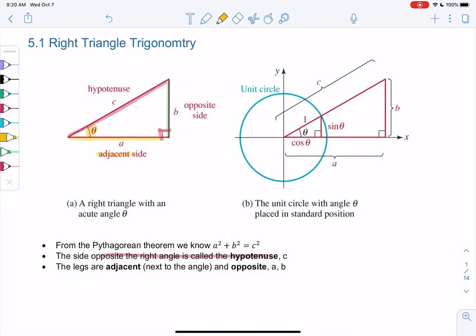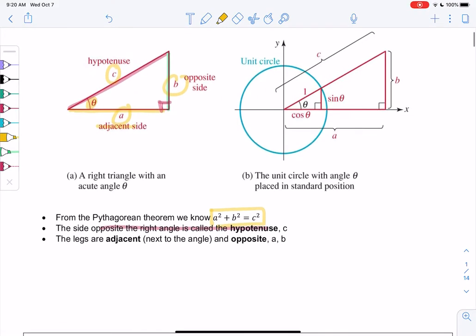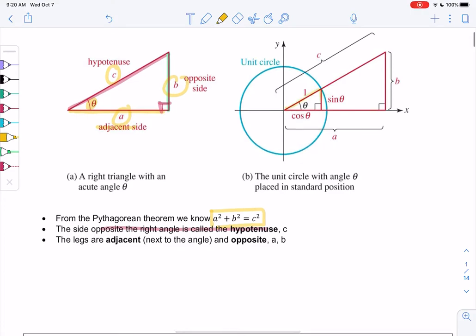And so the Pythagorean theorem tells us that a squared plus b squared, so the two legs, a squared plus b squared is equal to c squared. And we can use this to help us find the sine and cosine functions in a second. To relate this to the unit circle, it really is the same thing. The unit circle is just a special case.